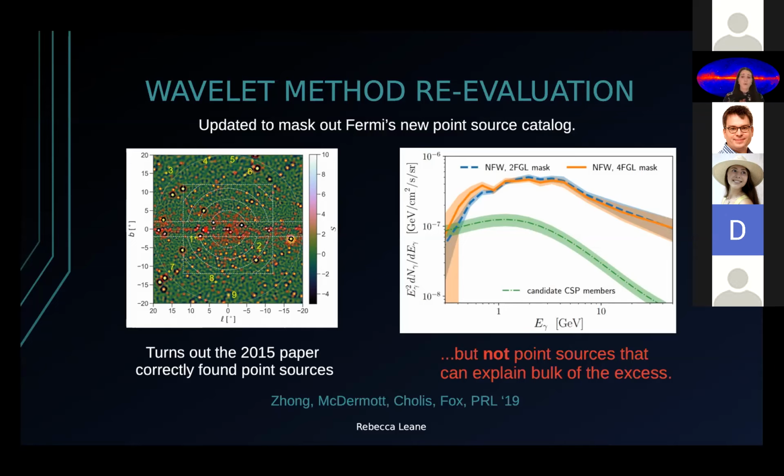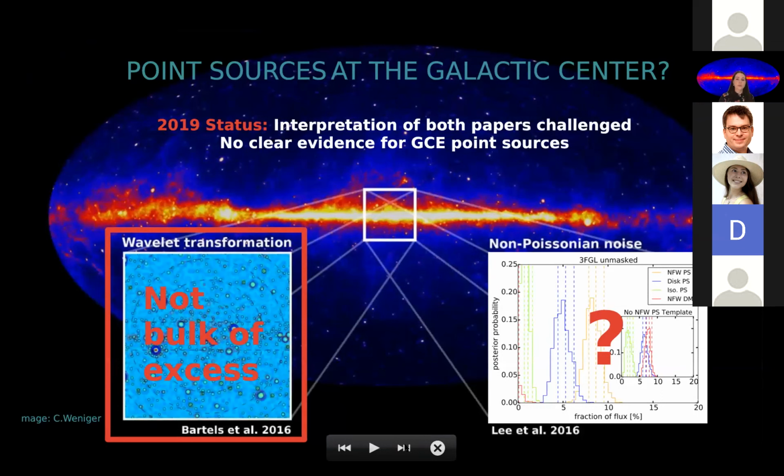So this means the bulk of the point sources that are found with this particular method just can't explain the excess. So that was quite a twist, 2019 for the galactic center excess. So the interpretation of both these papers were challenged, and it seemed like there was really no clear evidence for galactic center excess point sources at this stage.